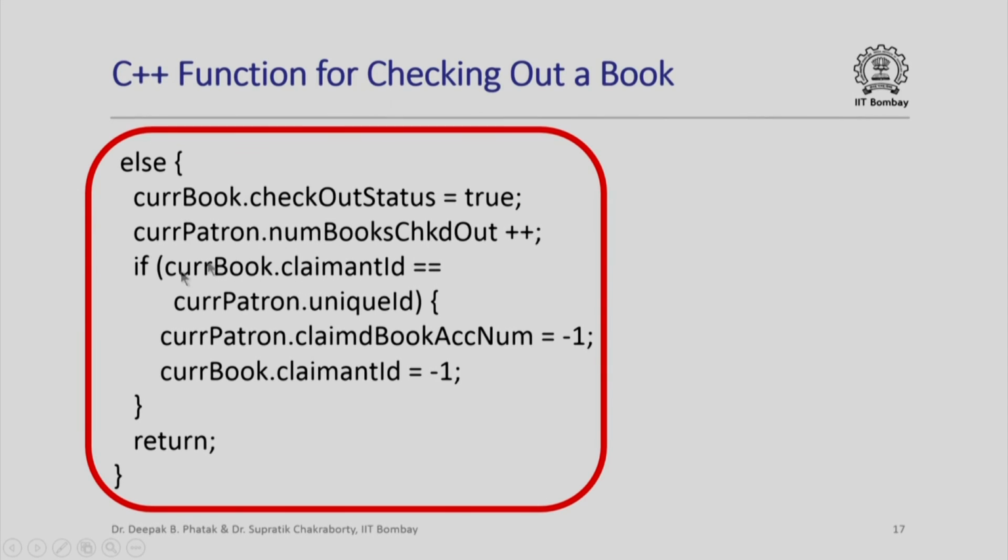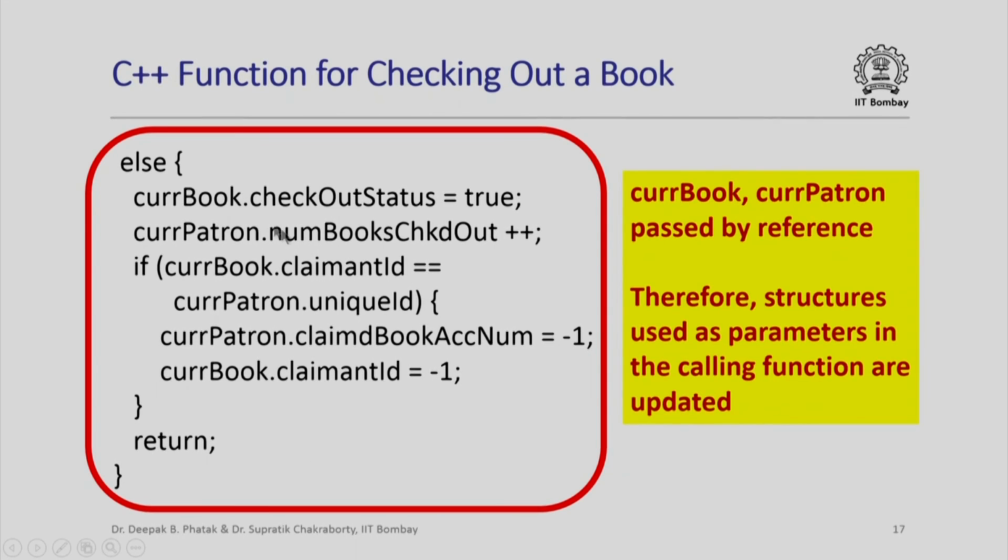So how do we figure out if current patron had indeed registered a claim for this book? We are going to check if the claimant ID associated with current book is indeed equal to the unique ID of current patron, and if so, it means that current patron had registered a claim for current book, and now this book is being lent to current patron. So we are going to remove that claim. How do we remove that claim? By resetting claimed book accession number of current patron to -1, and by resetting claimant ID of current book to -1, and then we can return.